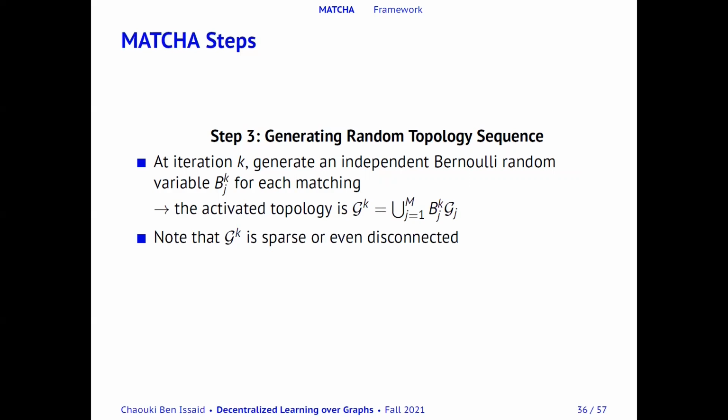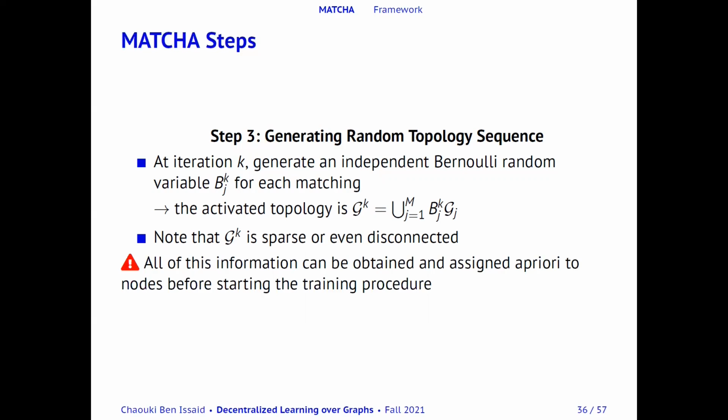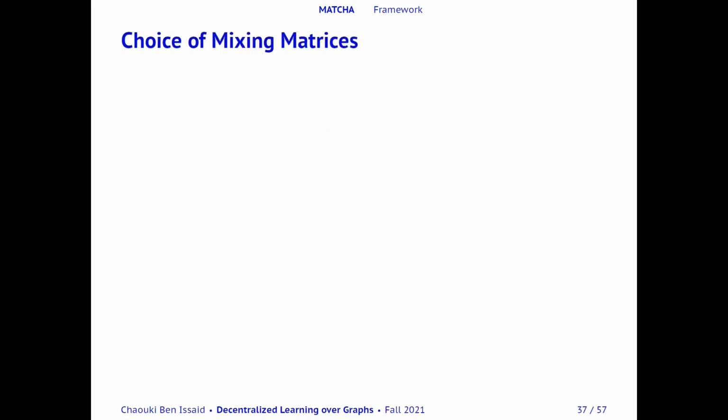It is worth noting that all of this information, that is the computation of the activation probabilities and the determination of the matchings or subgraphs, can be obtained and assigned a priori to worker nodes before starting the training procedure. In order to further optimize Matcha for decentralized SGD, Matcha uses a specific choice of the mixing matrix.